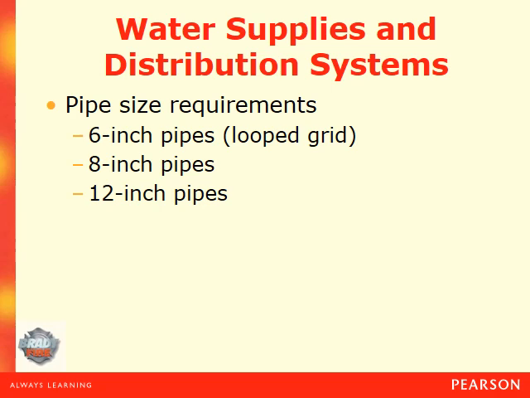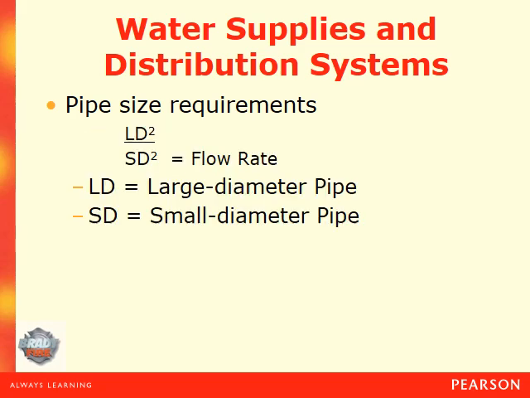When you're looking at the pipe size requirements, it can be anywhere between 6 and 12-inch pipes, depending on what part of the system it is and the water consumption demand of that area. The way they decide depends on the flow rate, or how many gallons per minute is being used. The formula they use to determine the flow rate of a particular size area is the large diameter pipe squared divided by the small diameter pipe squared, and that gives you a flow rate in gallons per minute.